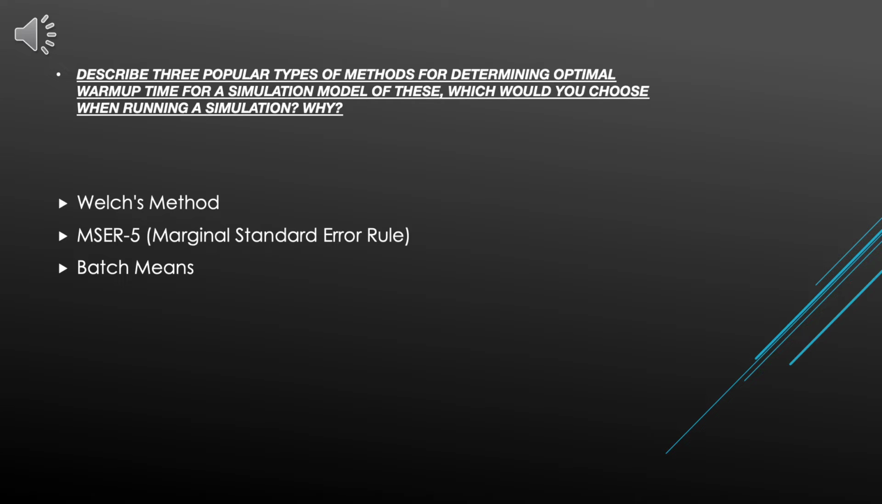So describe the 3 popular types of methods for determining optimal warm-up time for the simulation models, and which one of these would you choose when running a simulation and why? So obviously there were 3 main ones in the articles, and like I just said in the last question, there's Welch's method, and that one's more focused around that graphical approach, examining the time series outputs, in my opinion. It's one of the simpler and easier versions when it comes to trying to understand and determine that warm-up time.